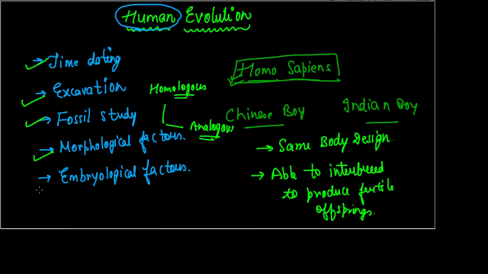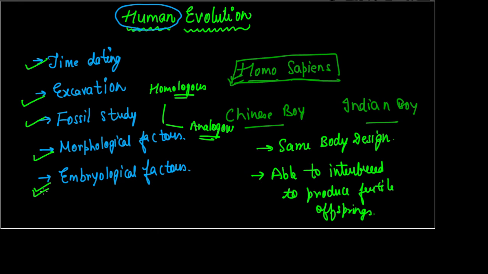And finally, we study embryological factors, that is the study of the embryonic stage of the organism. So we try to compare the embryonic stage of human beings with the embryonic stage of other organisms. What similarities do we see? Do we see any similarities in the base embryo? So in this way, we try to find similarities in the embryological stage of organisms and thus find out evolutionary relationships between organisms. So we use these factors to study human evolution.